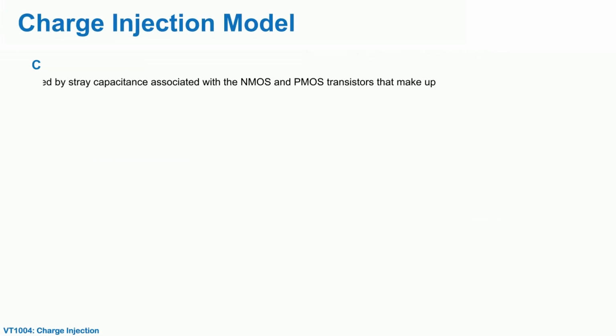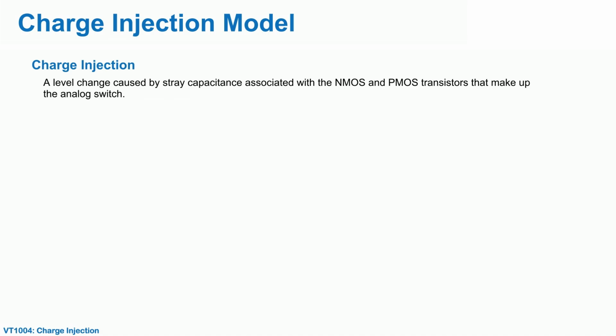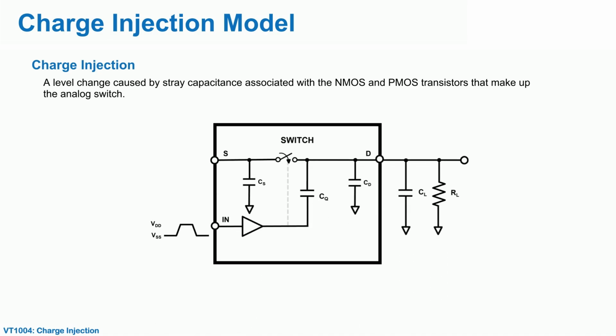Charge injection is a level change caused by stray capacitance associated with the NMOS and PMOS transistors that make up the analog switch. CMOS switches and multiplexers are designed using a PMOS and NMOS device in parallel. For both devices to have the same on resistance, the PMOS devices can be up to 3 times the size of the NMOS device. Therefore, the gate-to-drain capacitance associated with the PMOS device is about 3 times that of the NMOS device for a typical switch.